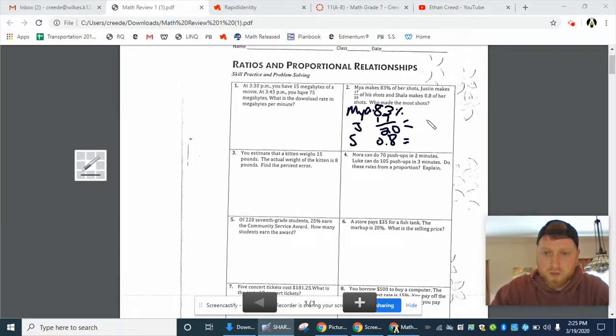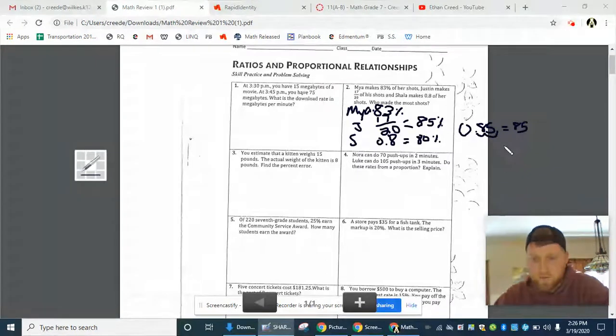All right, so you should have gotten 85% for Justin, and you should have gotten 80% for Shayla. Now, you could have used a fraction here, 17 over 20, which would have given you 0.85. Remember, if we move that decimal 2 places to the right, that gives us a whole number of 85. Or you could have taken 0.85 and multiplied it by 100, which also would give you 85.